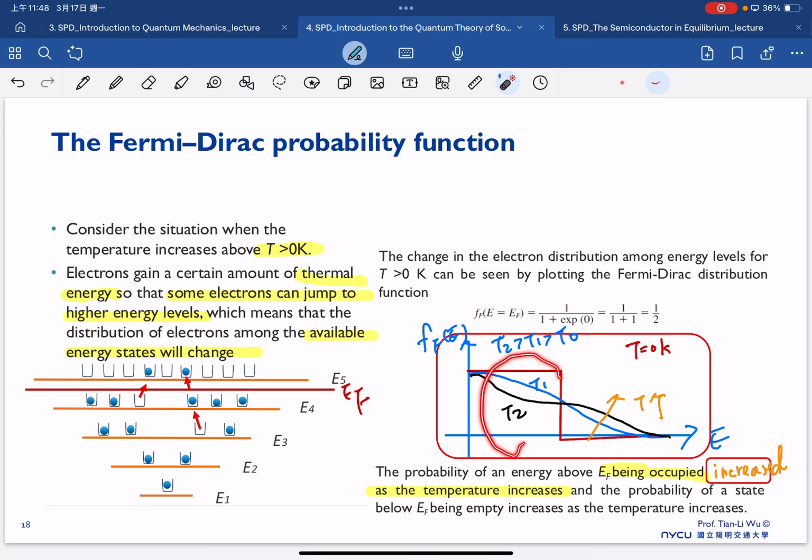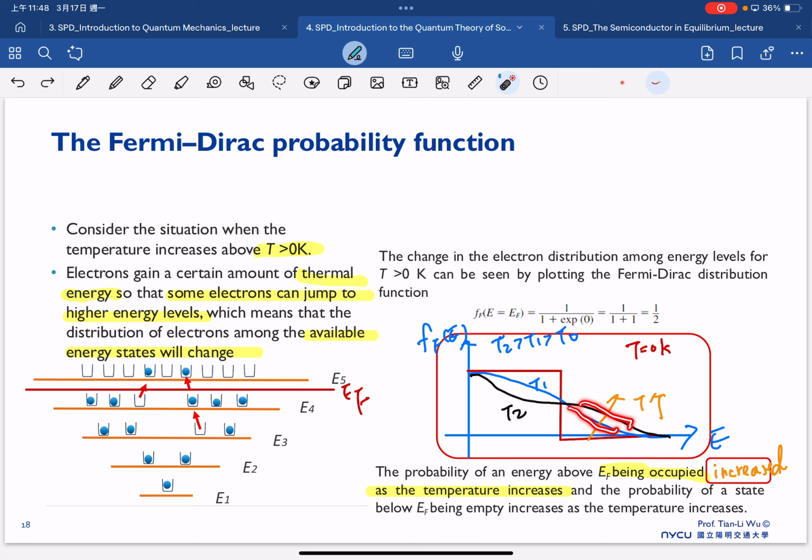Sorry. So in the original, this is EF. That means below EF is all filled, and above EF is all empty. But with temperature increase, some electrons can jump across to the top. So some of the electrons can be occupied, and you will see here it's no longer 0. Your probability in the empty region is increased.